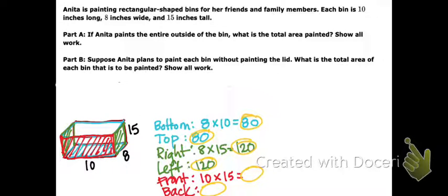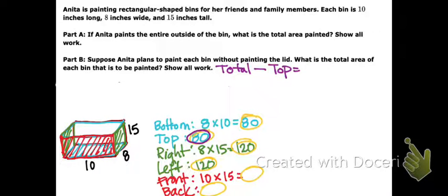So part B says, let's say they are not going to paint the lid, so the top. So what you do is you take the total area, whatever you get from part A, and subtract the area of the top. And that will give you the surface area of everything being painted. So notice the top area is right here. So you just subtract that.